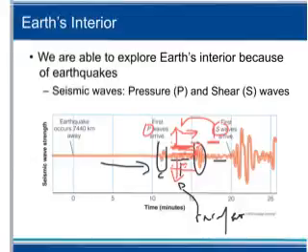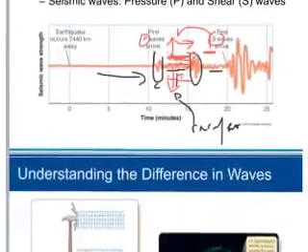So the pressure waves, because they're compressions, can actually move through a liquid. And so that's what we see in our molten layer, with those pressure waves moving through that liquid molten layer.